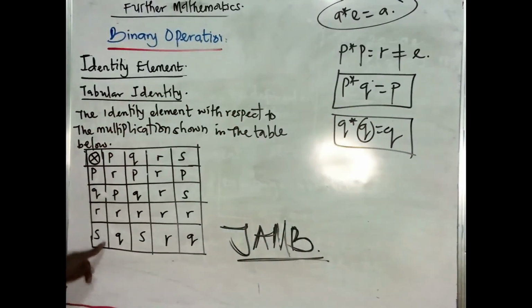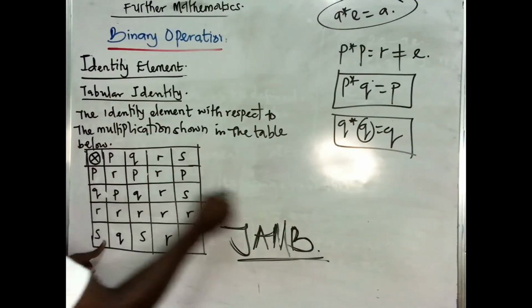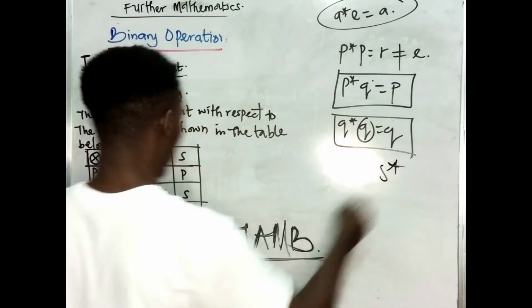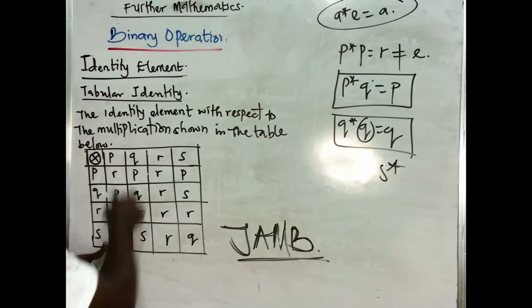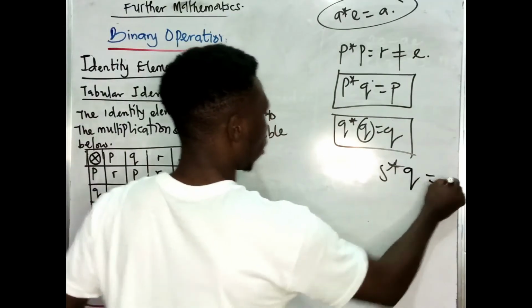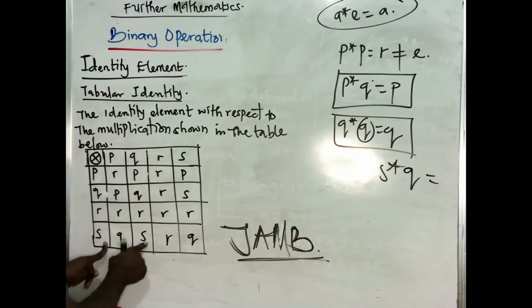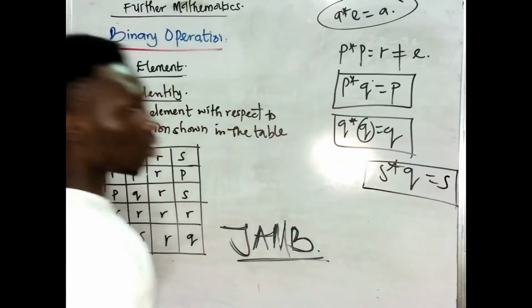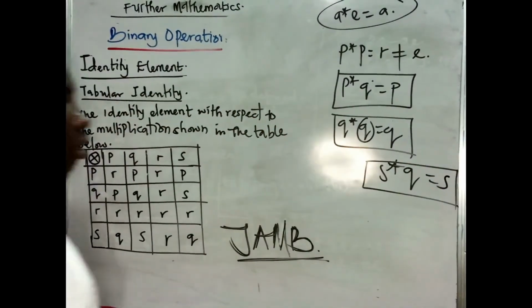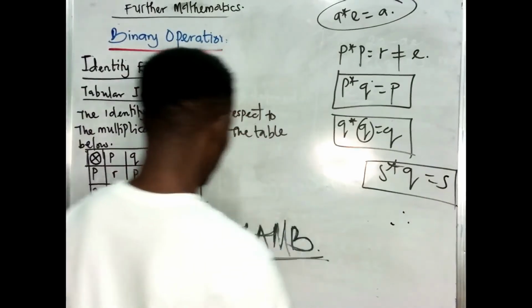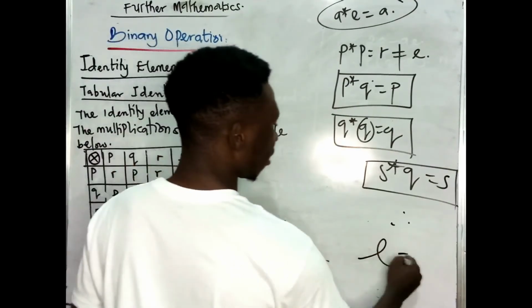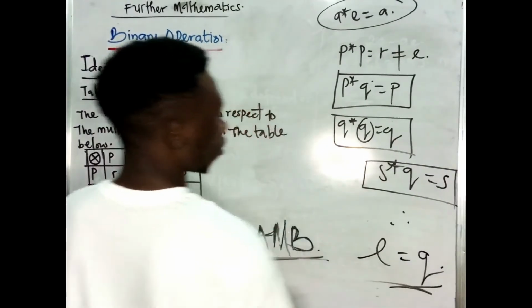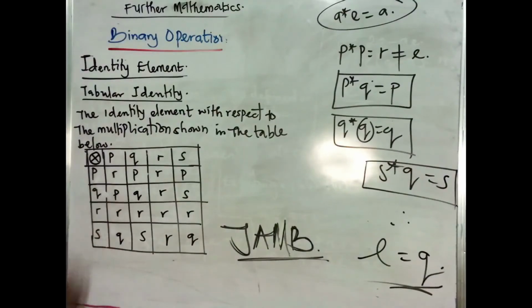Let us try for another one. Let's try for S. S operation Q is equal to S. Now with these three, since it has satisfied these three conditions, therefore you can say that your identity here is equal to Q. So your identity here is Q.